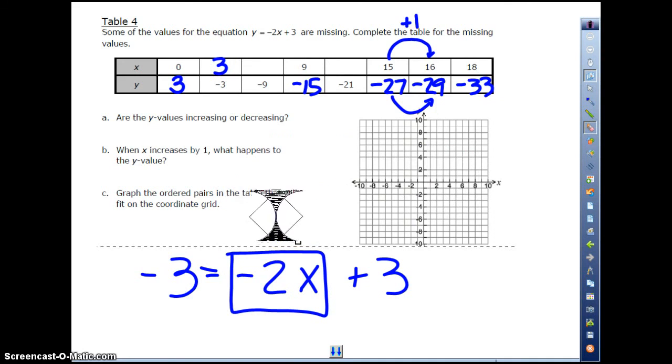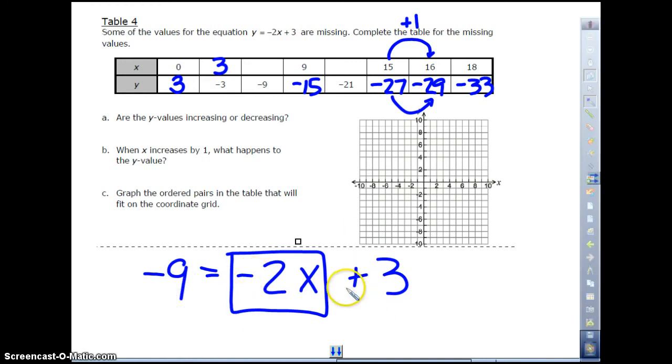Let's try that again. Let's put in a y of negative 9. Some number, when it's increased by 3, gives me negative 9. What is that number? That number has to be negative 12, because negative 12 increased by 3 gives me negative 9. So negative 2 multiplied by some number has to be this negative 12. What does that number have to be? Yeah, that's going to be a 6.